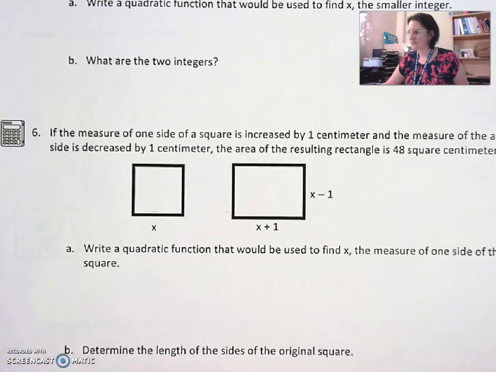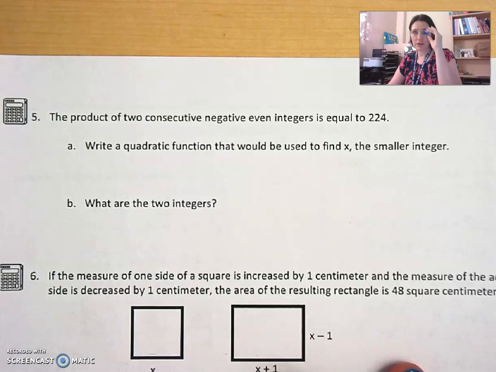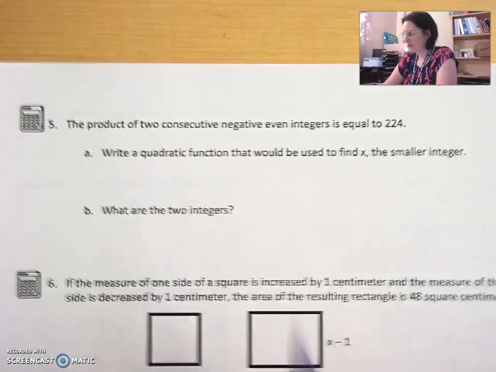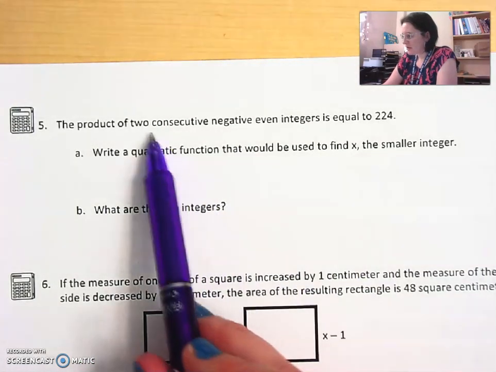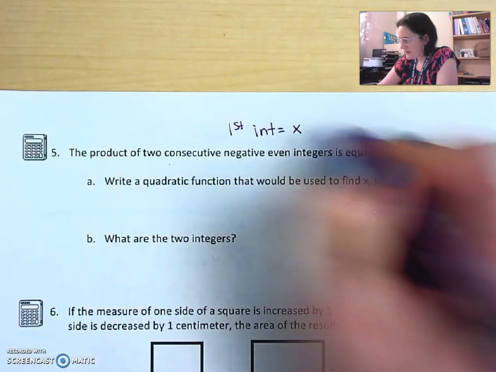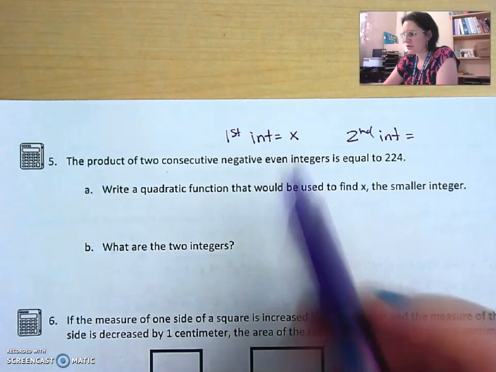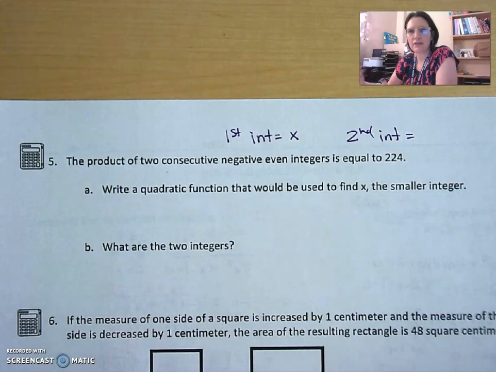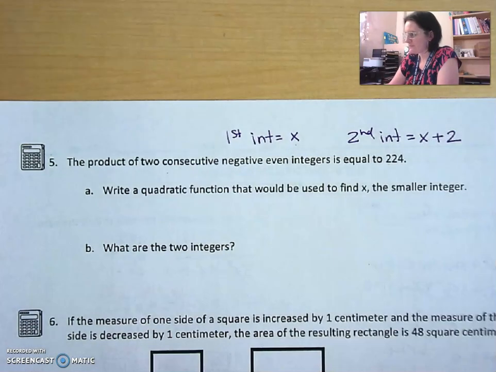So on the back, this first one is our product of consecutive integers problem. So you will have a calculator for this on the test. We talked about how we are going to call the first integer x, and how do you get from an integer to the next even integer or the next odd integer? You skip 2. So if the first one is x, the second one is going to be x plus 2.